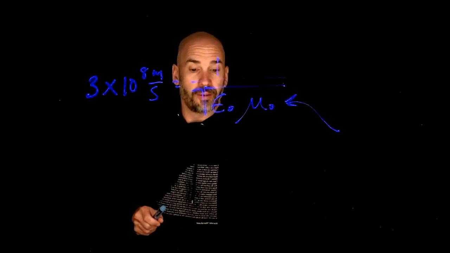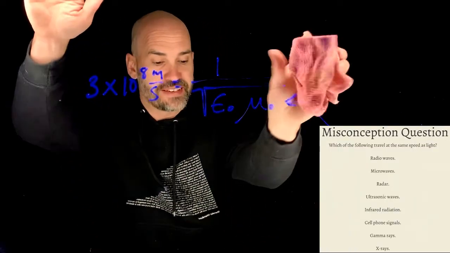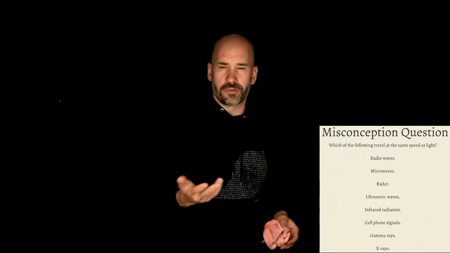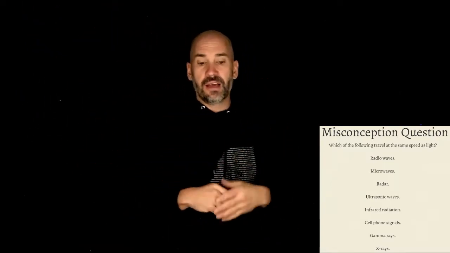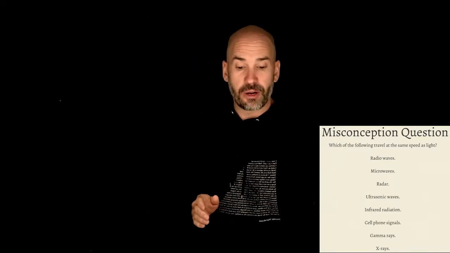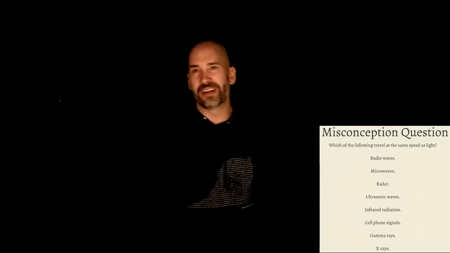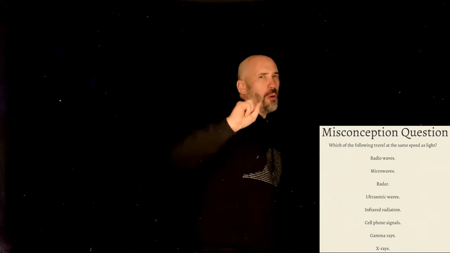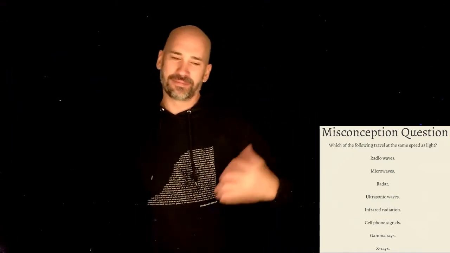Okay. We're going to do a couple misconception questions. Number 1, it says, which of the following travel at the same speed as light? We have radio waves, microwaves, radar, which are basically radio waves that you bounce off things so that you can see if something's there. Ultrasonic waves, those are like for an ultrasound. Infrared radiation, cell phone signals, gamma rays, X-rays. Which one of those travel at the speed of light? You know it's a trick question because they all travel at the speed of light. Can't trick you. All right.